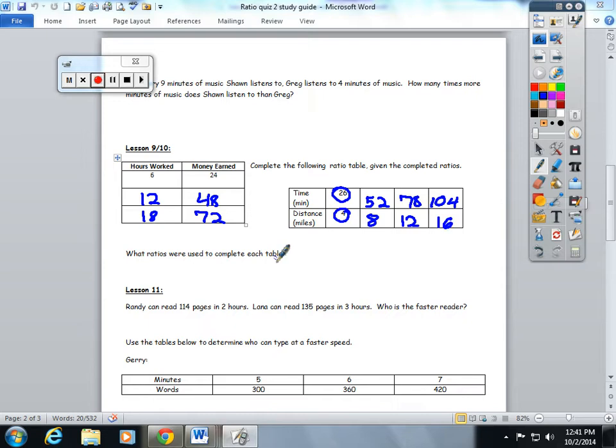What ratios are used to complete each table? We did 6 over 24 divided by 6 over 6, and got 1/4. Then we did 26 over 4 divided by 4 over 4, and got 6.5 over 1.